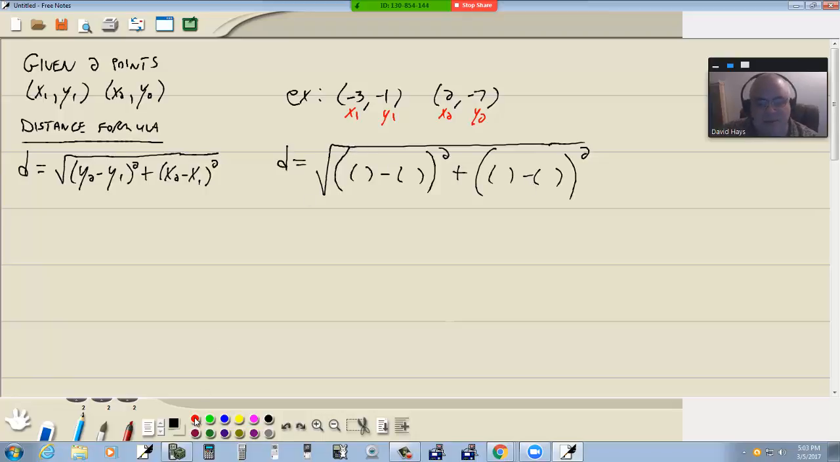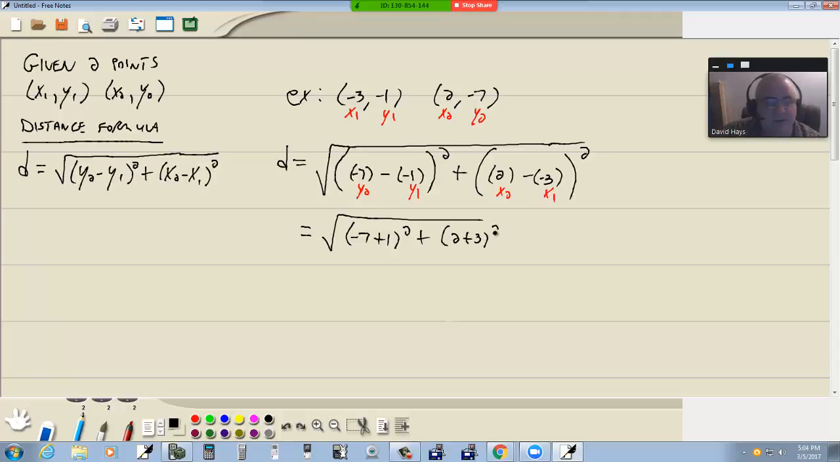This is especially beneficial if you mess up on signs. Remember, this is our y2, this is y1, this is x2, and this is x1. y2 we said was -7, y1 is -1, x2 is 2, and x1 is -3. So we're going to have -7, negative becomes positive. And over here, we got a negative becomes positive. -7 plus 1 is -6 squared. And 2 plus 3 is 5 squared. And -6 squared is 36 plus 5 squared, which is 25, which gives us 61. Now normally we would try to simplify our square root, but that doesn't simplify, so that'd be our answer.